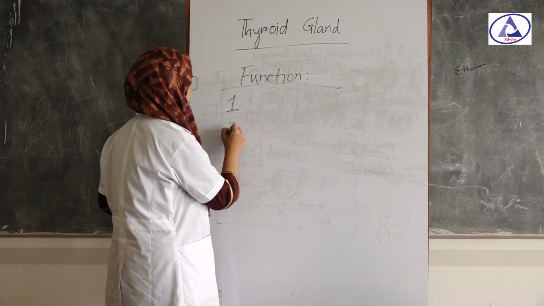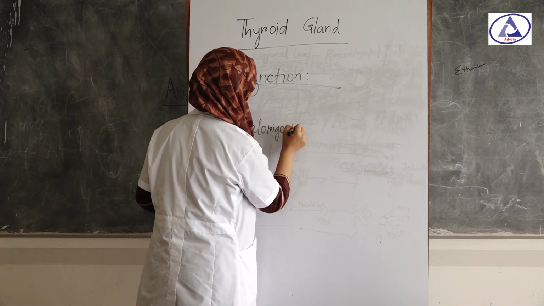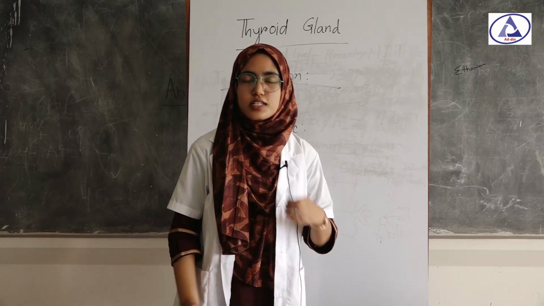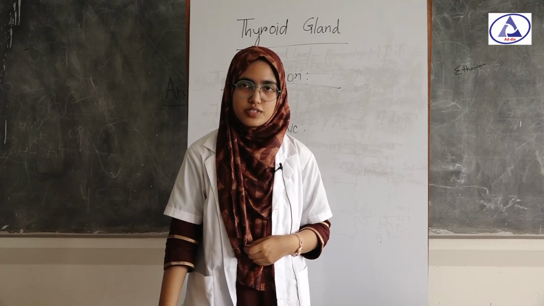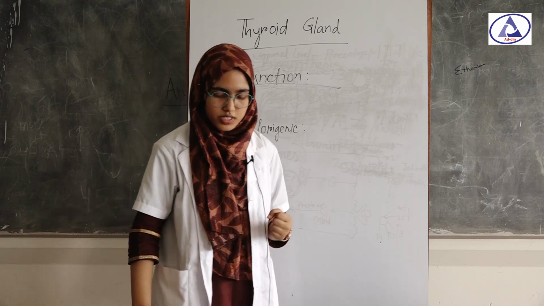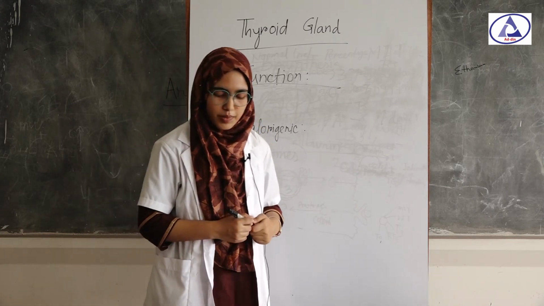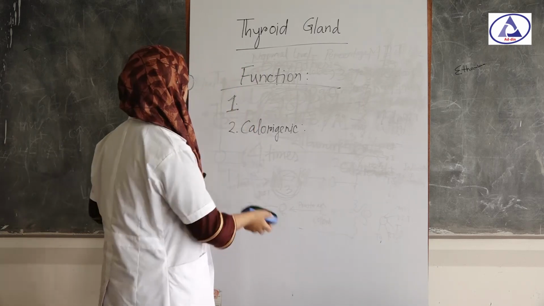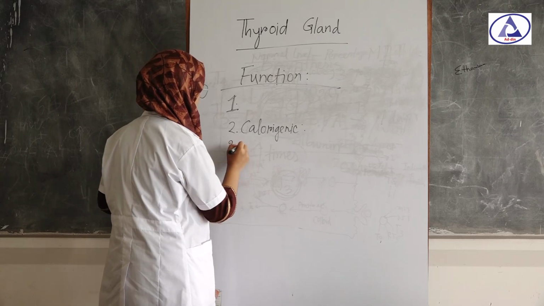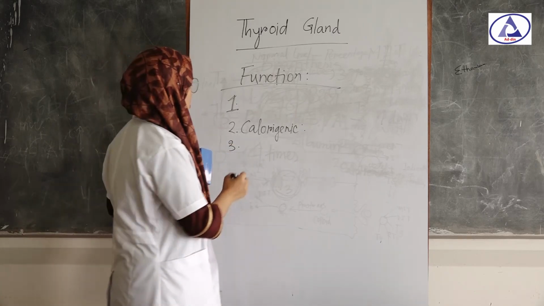Then it has calorigenic action. Thyroid hormone increases the number and activity of mitochondria. It increases the oxygen consumption and heat production, and increases the activity of the sodium potassium ATPase pump, and it also increases BMR. Excess thyroid hormone can increase BMR up to 60 to 100%.